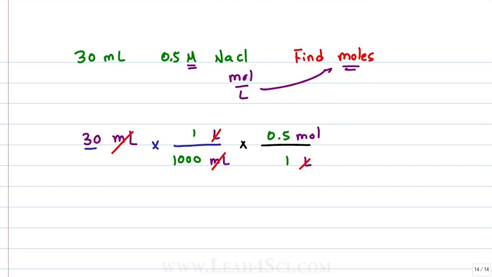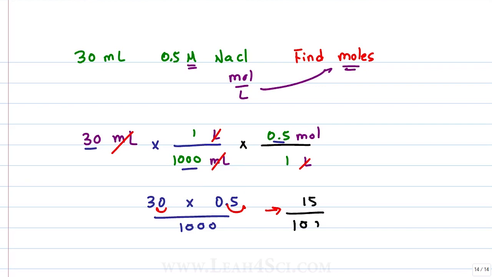We have 30 times 0.5 divided by 1,000. I don't like dealing with decimals and fractions at the same time, so let's use the decimal trick also taught in the math series, moving 1 to the right, 1 to the left. This gives me 3 times 5, which is 15 divided by 1,000.